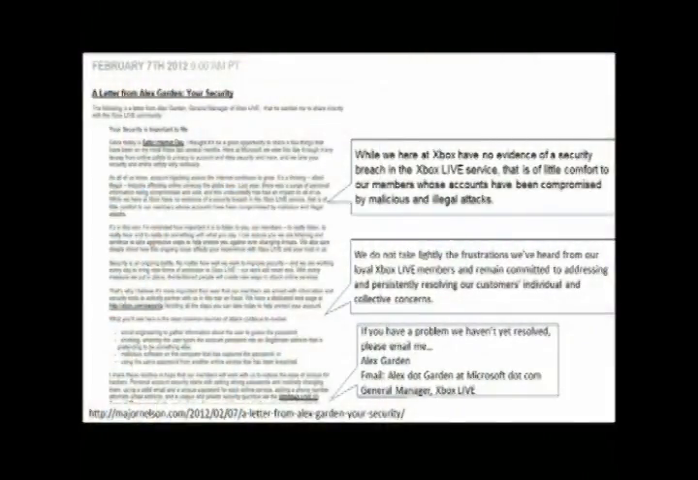And Alex Garden, who is the GM of Xbox Live, took over Major Nelson's blog, said, hey, you know what? Just because there wasn't a breach doesn't mean that this isn't hard on customers. It's little comfort to our members that their accounts have been compromised through other means. And we don't take this lightly. We know that our customer base is the key and that their loyalty is important. And he actually ended it with, and you can personally email me. And to this day, he still gets emails.